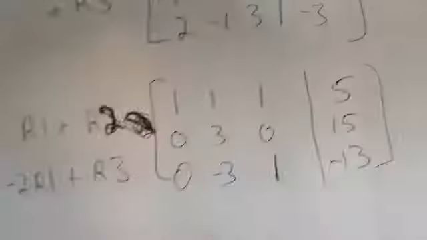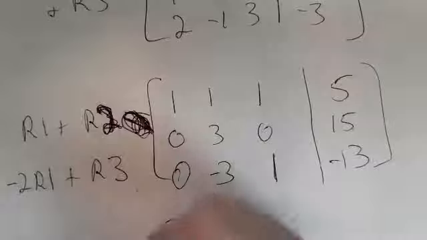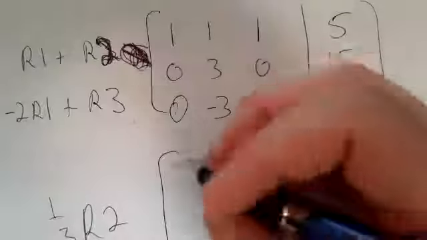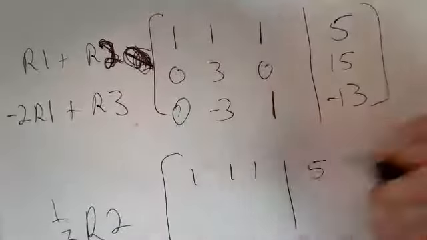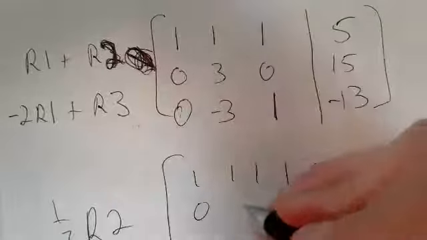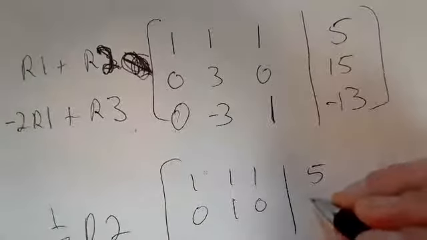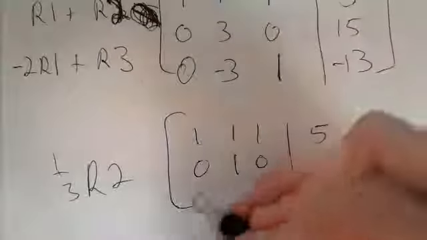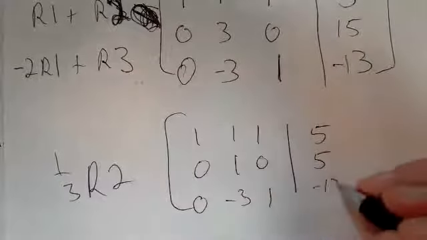Okay. I have to divide everything by 3. If I do 1/3 of row 2, actually I got 5. Do 1/3 of this one, 1, 0. 15 divided by 3 is going to give me 5. And this one is still the same, 0, minus 3, 1, and minus 13.